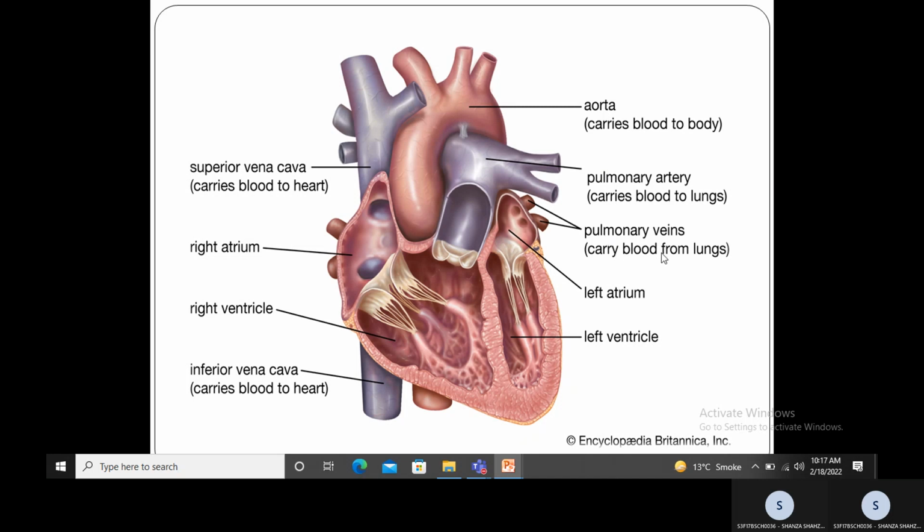Blood takes oxygen from the lungs. Through the pulmonary artery, the blood enters the lungs, and after picking up oxygen, it comes back to the heart through the pulmonary veins. There is a left atrium. This is a chamber of the heart, and the left ventricle. These are the four chambers of the heart. The upper are the atria, and the lower are the ventricles.